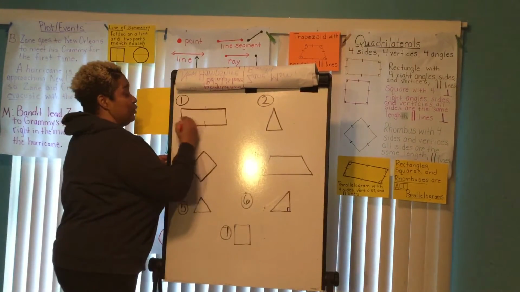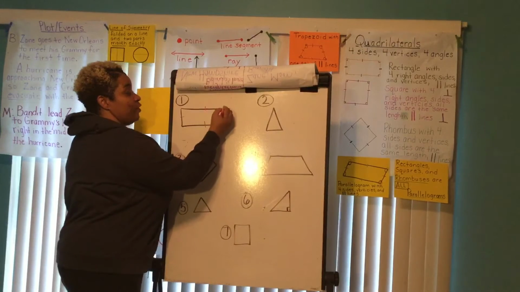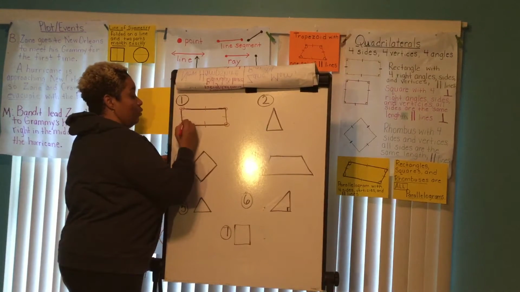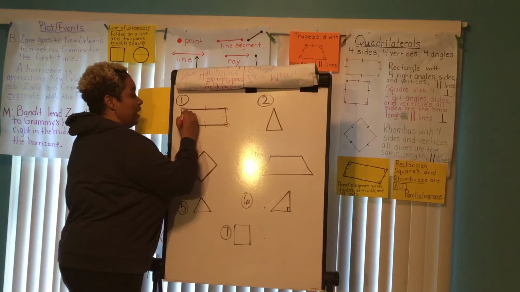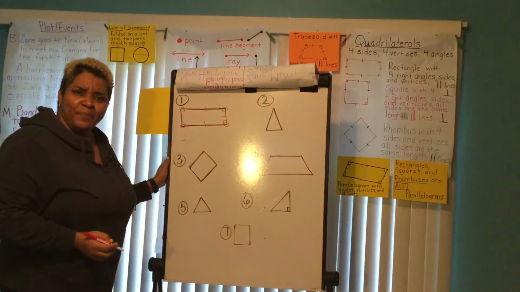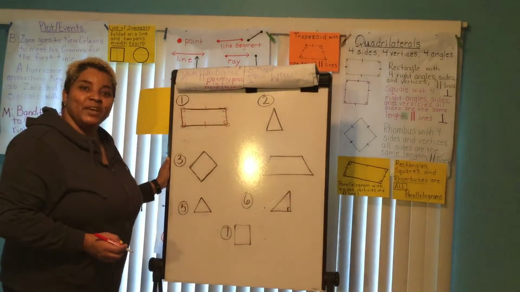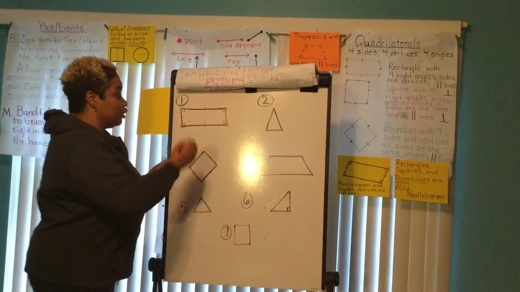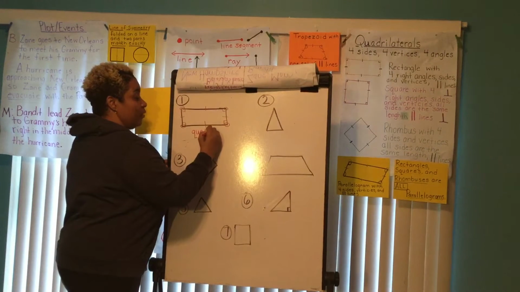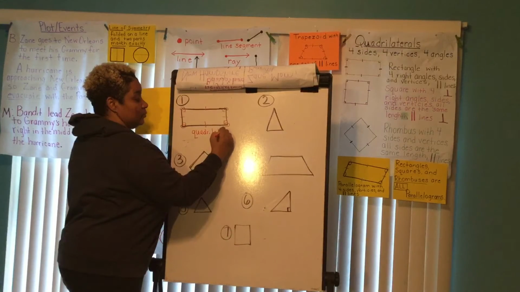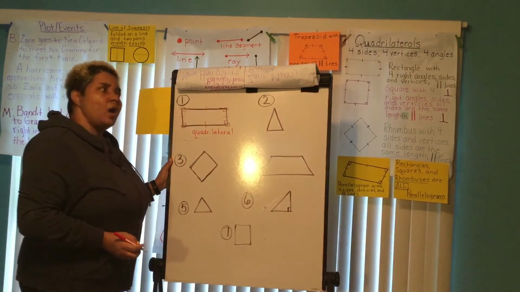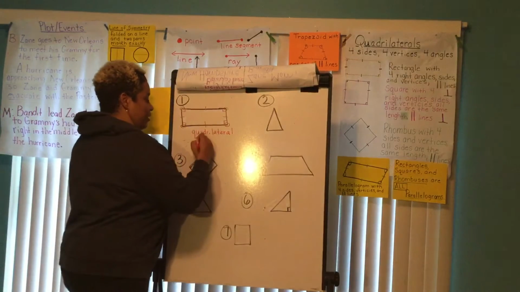Side 1, side 2, side 3, side 4. Vertex 1, vertex 2, vertex 3, vertex 4. Right? Angle 1, angle 2, angle 3, angle 4. Why did I put those square corners there? Because they are right angles. So I know I can describe this as a quadrilateral. What else can I describe it as? A rectangle.